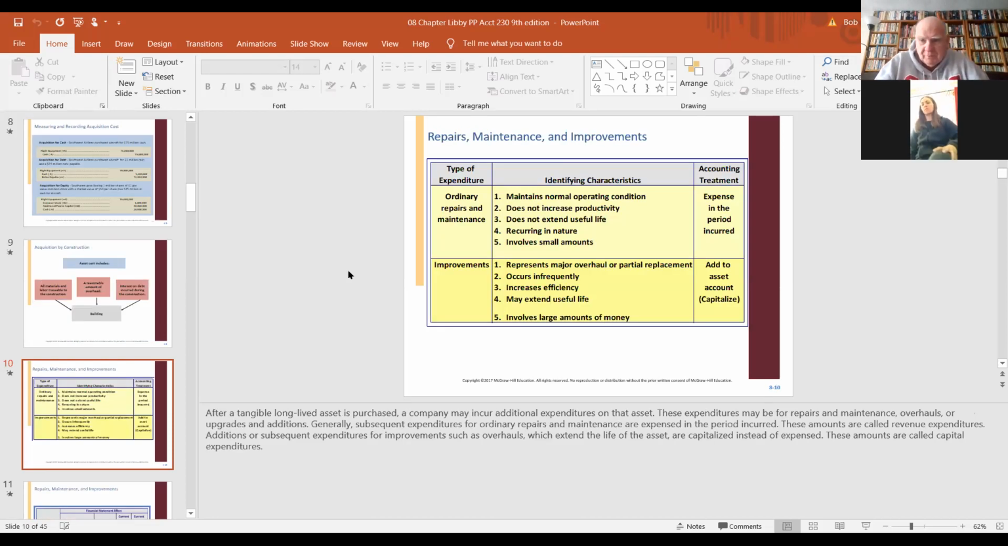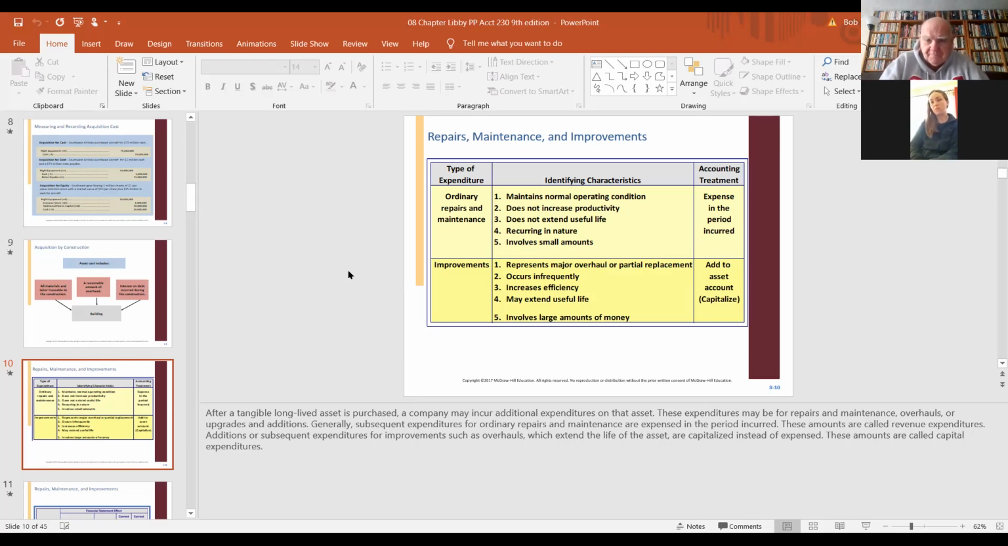Know the difference between a repair and an improvement. A repair, that's just the normal oil changes in your car. Maybe you have to have a tune-up once a year. Rotate the tires. Change the filters. Small items in cost that are done once in a while. But regularly you're going to rotate the tires. So that's an expense. You would debit repairs or maintenance expense or something like that.